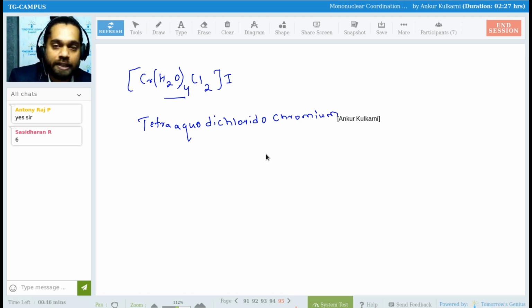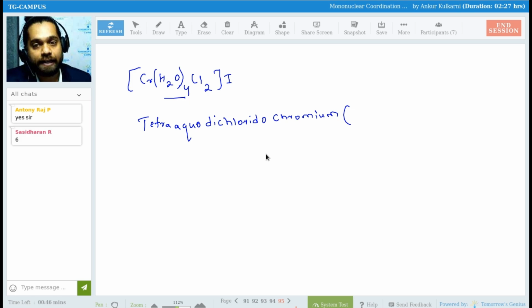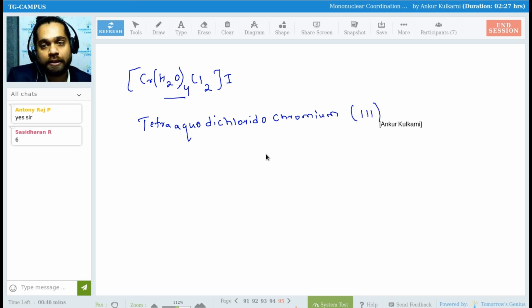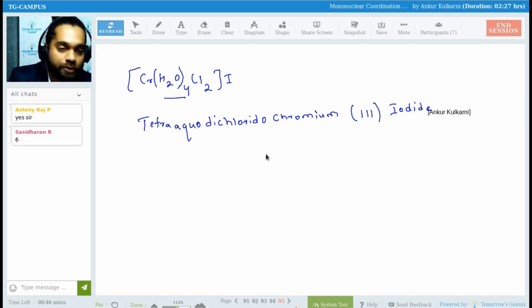Then we write down the oxidation state. All of you have got it correct. That is, we write it in the Roman, that is 3. Okay. Then in the end, counter ion, that is iodide. Is it clear, everyone? Come on, give me yes or no. Is it clear? Is it clear, everyone? Is it clear? Is it clear? So tetra aquo dichlorochromium 3 iodide.